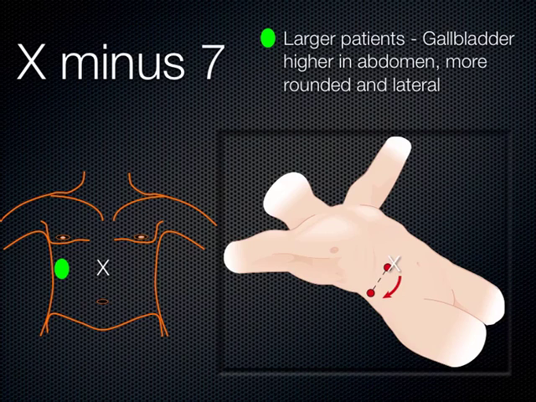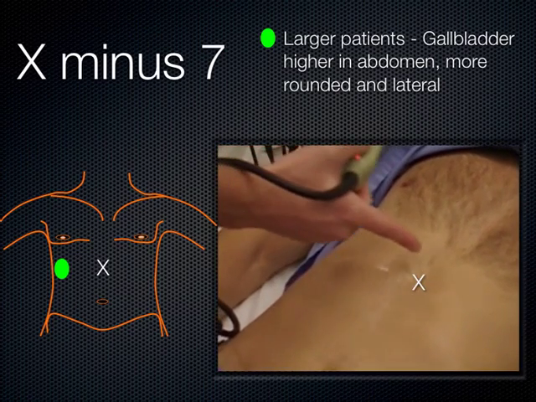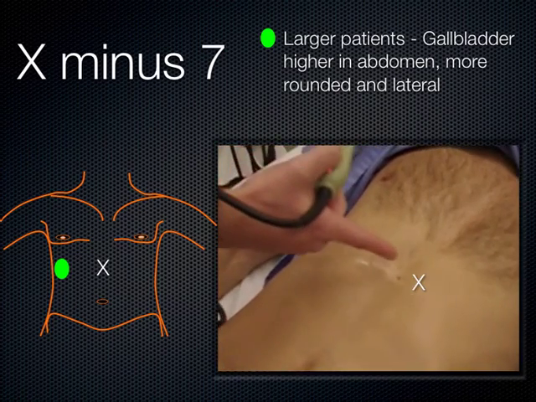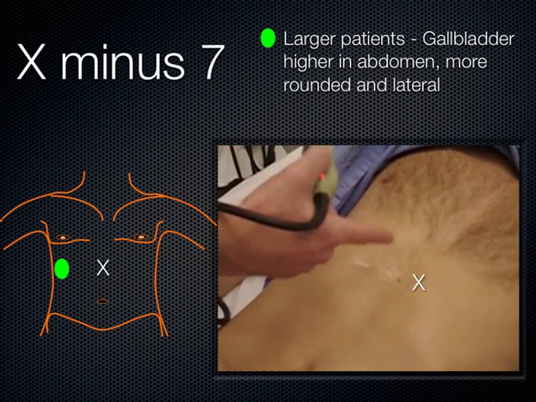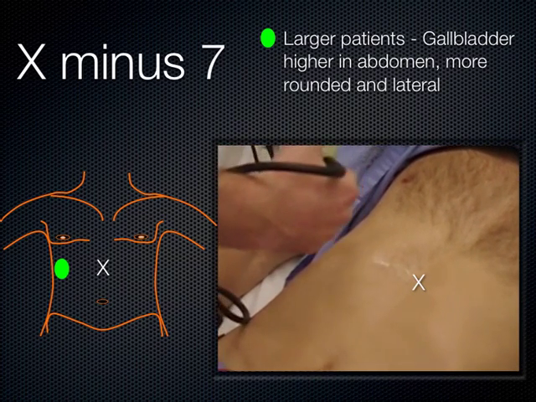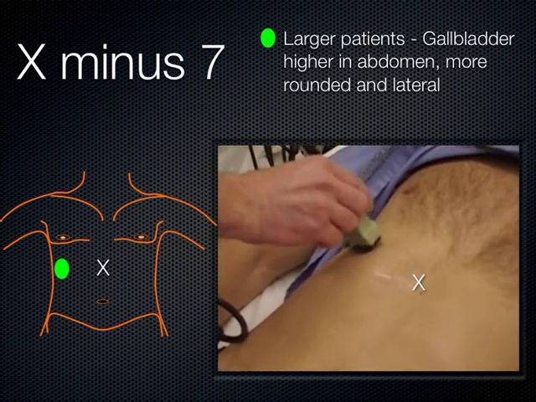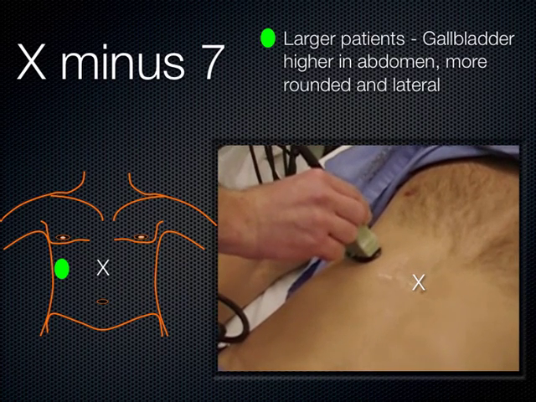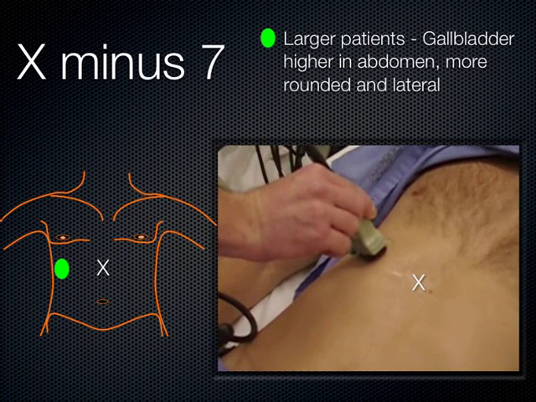And in larger patients, it can be very difficult to find the gallbladder in that fashion. What you need to do is do what we call the X-7. In the X-7 approach, the X stands for the xiphoid process. The 7 stands for the 7 centimeters. You're going to go to the right laterally, place the probe perpendicular to the patient's skin, and more often than not, you're going to find the gallbladder in this general area. And that's really, really helpful, actually.